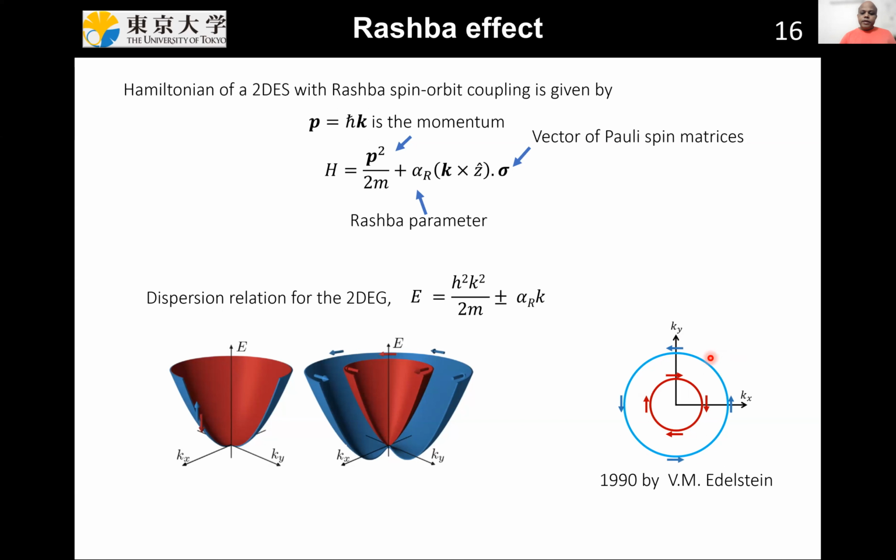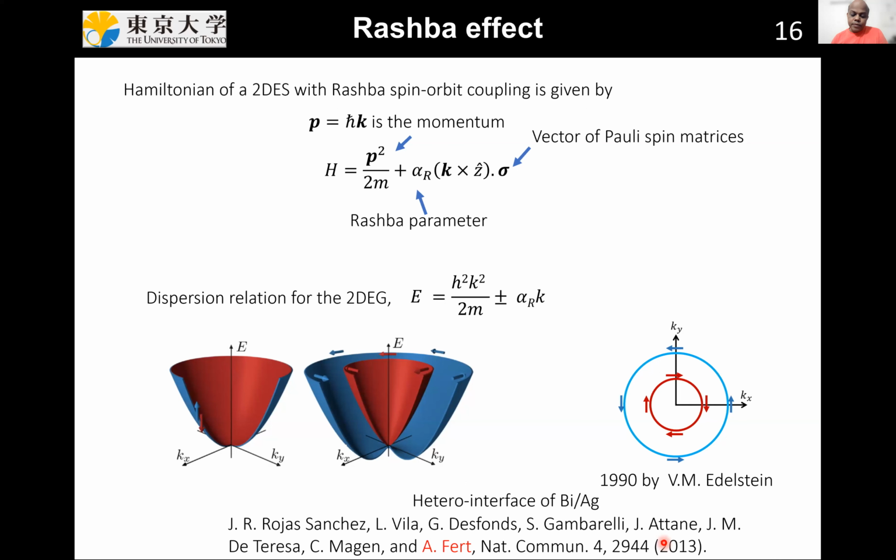And actually it was realized in 1990 by Edelstein that this kind of spin momentum locking can be used to convert charge current to spin current. And in fact, it was very recently realized in the year 2013 by Rojas-Sánchez. Actually, he is one of the speakers in the afternoon session today. Using the bismuth and silver interface, a Rashba interface can be used for charge current to spin current conversion.